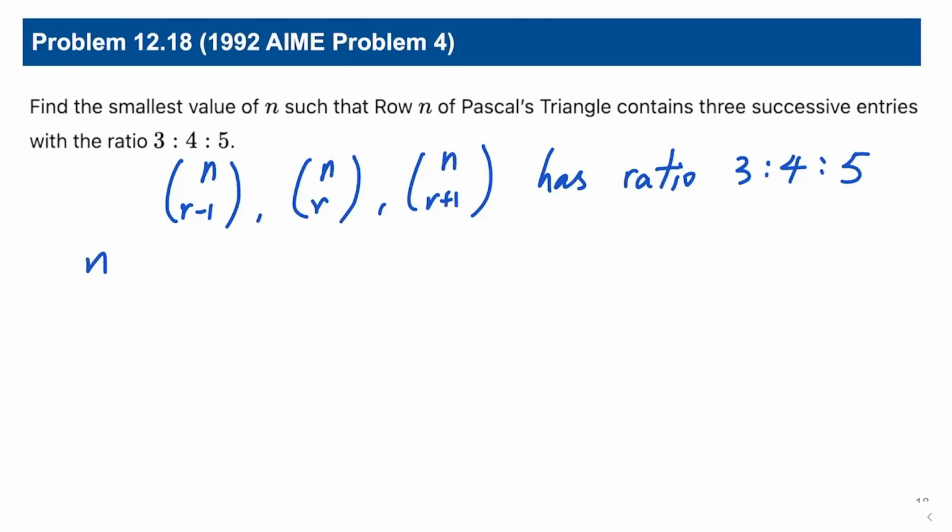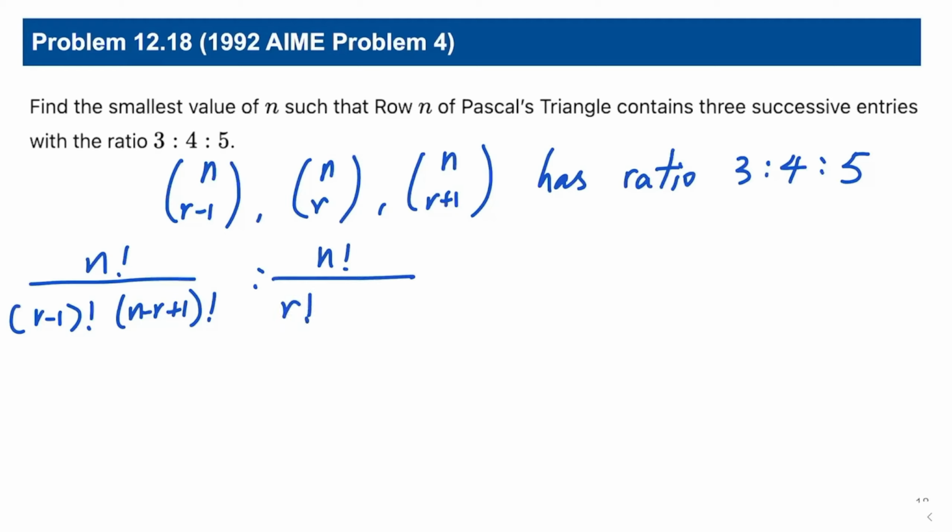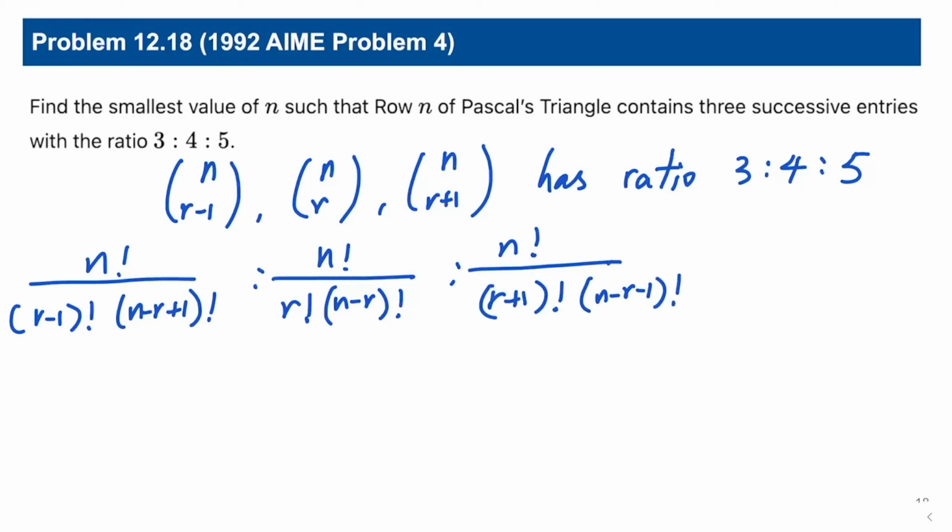This means n factorial divided by r minus 1 factorial times n minus r plus 1 factorial, to n factorial divided by r factorial times n minus r factorial, to n factorial divided by r plus 1 factorial times n minus r minus 1 factorial equals 3 to 4 to 5.